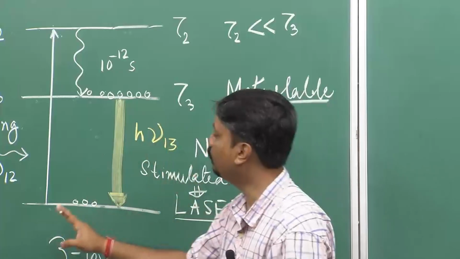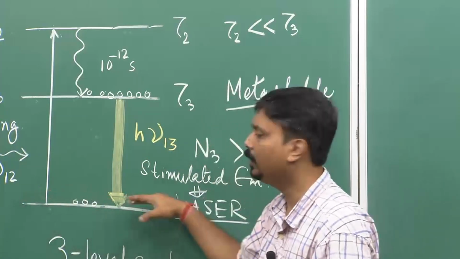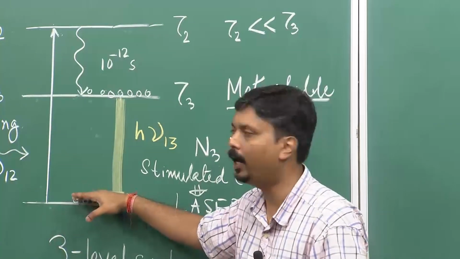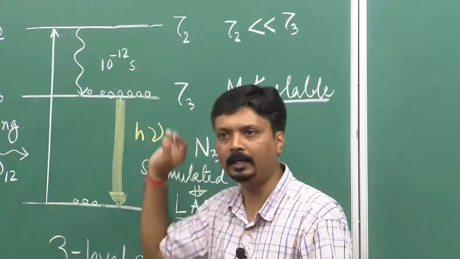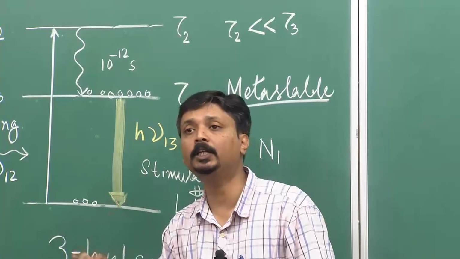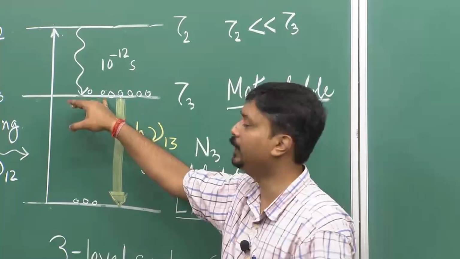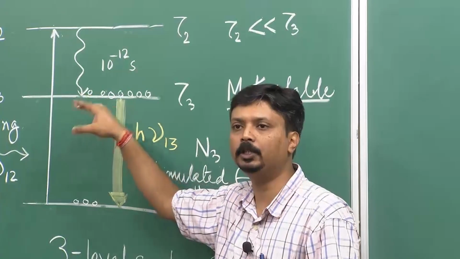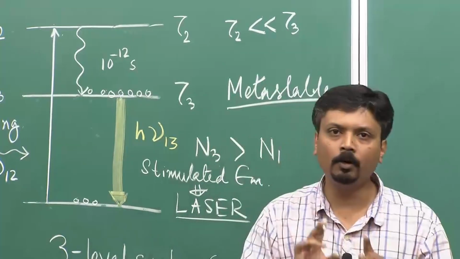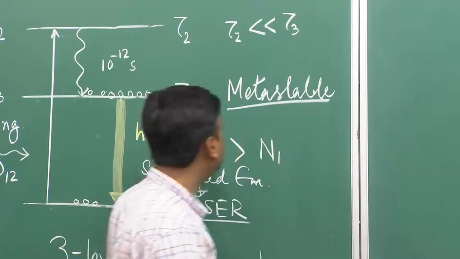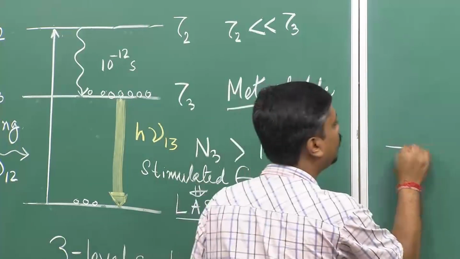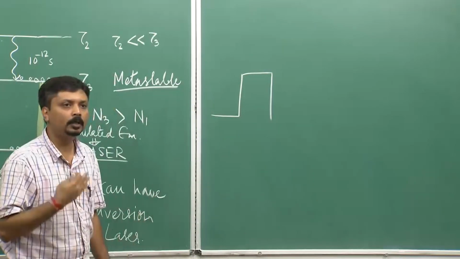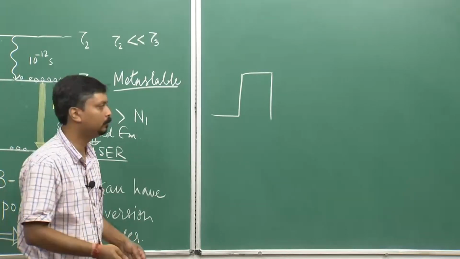Now, at that condition what happens? All the molecules are back to the ground state, and the ground state population is much higher than this state at that point of time. Again it will take its own time to build the population inversion, and again some spontaneous emission will trigger the stimulated emission. So, the take home message is that from this three-level system I will get short bursts of photons. Okay?